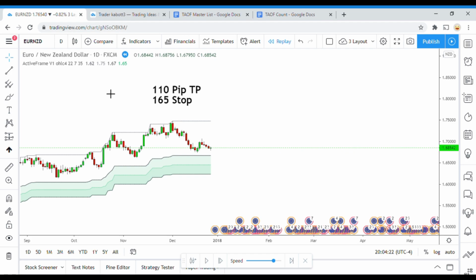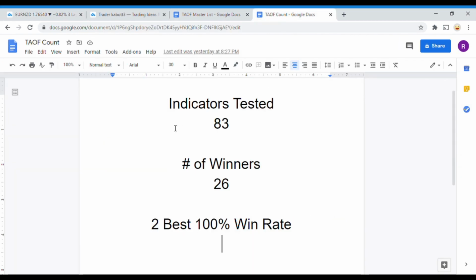Alright, as I said, today we will be testing the active frame indicator. But before we do, I wanted to put the indicator scoreboard up for everyone to see. So to date, we have tested 83 indicators. And out of those 83 indicators, 26 of them have been winners, which means that they have met or exceeded the 60% win-loss ratio threshold that we have set for them. The two best ones so far were able to achieve a 100% win rate.